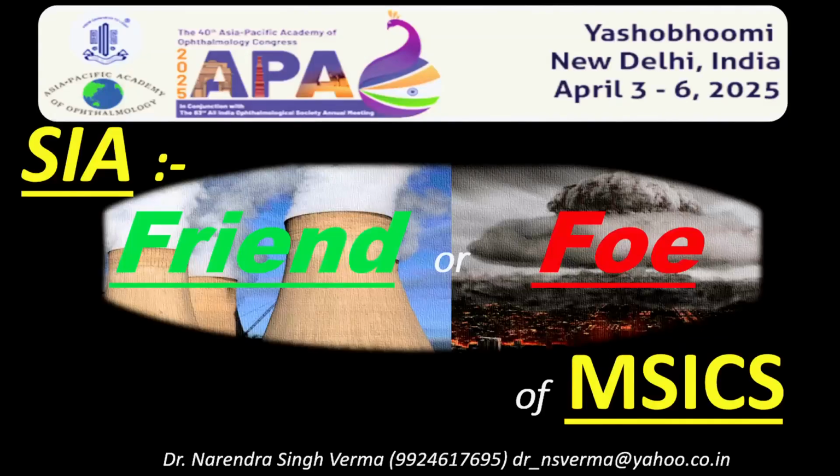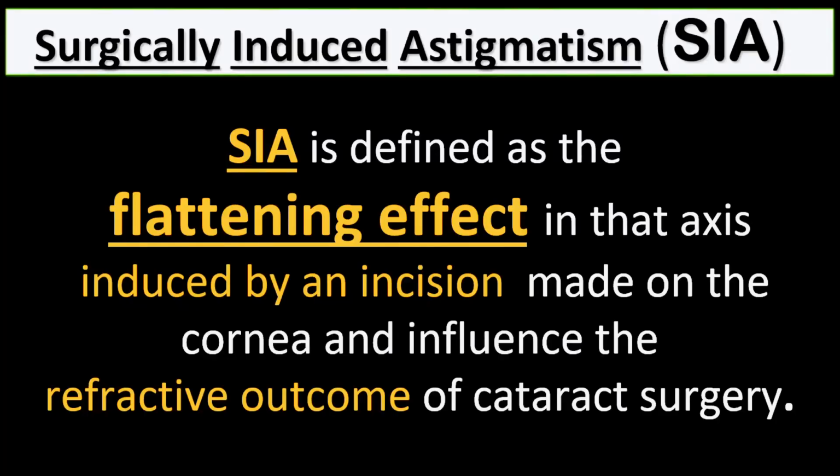Good afternoon, everyone. So my talk is SIA, a friend or foe for MSICS incision. SIA is defined as the flattening effect in the axis induced by the incision which is made on the cornea, and it will give some refractive outcome.